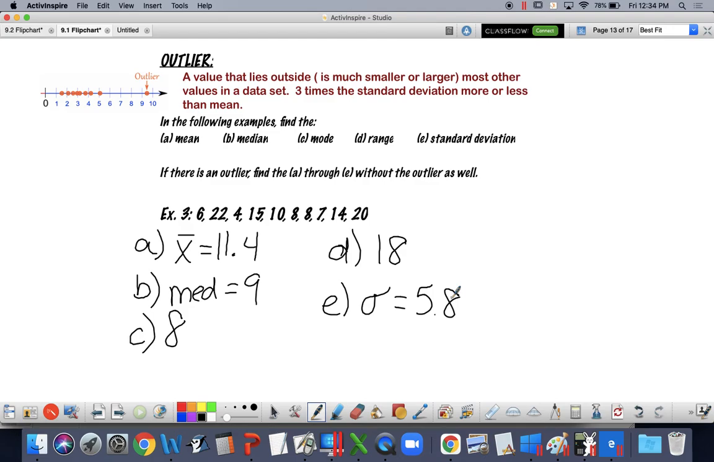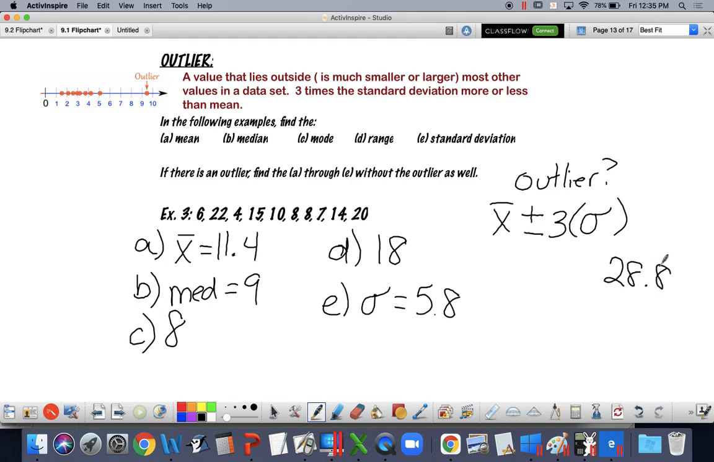So here's how you figure out if there is an outlier or not. You're going to take the mean, and you're going to add or subtract. You're going to have to do both. 3 times the standard deviation. That's Ms. Sedlick's rule. It's really hard to be an outlier. Really, really hard. So I'm going to do 5.8 times 3, and I'm going to add that to my mean of 11.4.